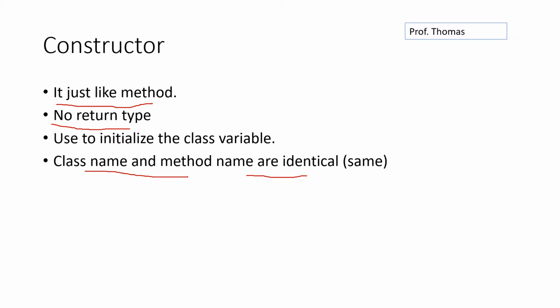But how can we find whether it is a method or a constructor? For a constructor, the name of the class and the name of the constructor are identical. That is, they are the same.